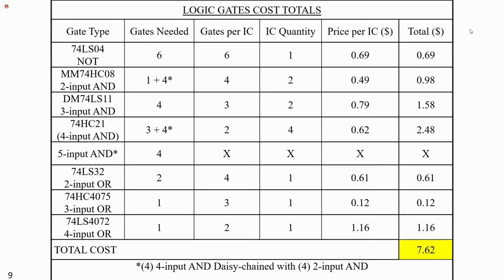Oh, and for one of the expressions, it requires a 5-input AND, and no 5-input ANDs exist in IC form. So instead, what I would have to do is use 4 different 4-input ANDs and daisy chain that with 4 different 2-input ANDs to effectively produce a 5-input AND.